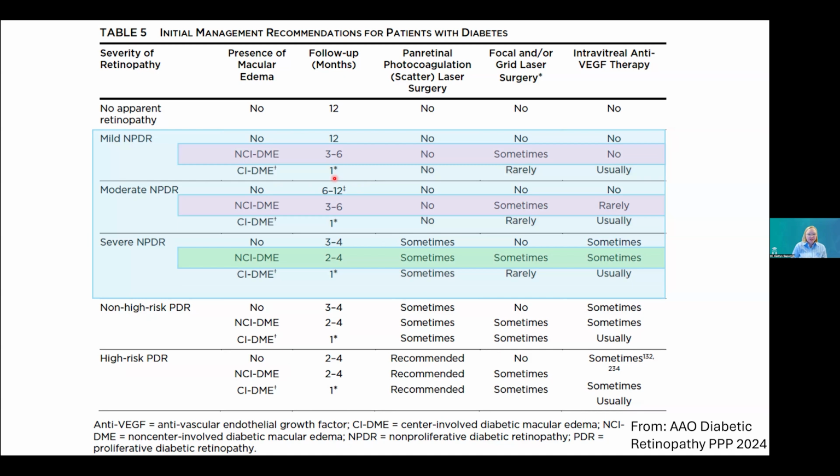Now, when we go to non-center involved DME, these patients are usually okay to just monitor, right? With mild and moderate NPDR, these patients are usually not treated with anti-VEGF therapy. Again, sometimes there may be focal or grid laser performed. When we start to get to severe NPDR, now sometimes non-center involved DME may be treated, and that's because once you're at the level of severe NPDR, there is some evidence that anti-VEGF can prevent the progression to PDR, which is still up in the air how efficacious that is, but these patients are more likely to be treated at this later stage of NPDR.